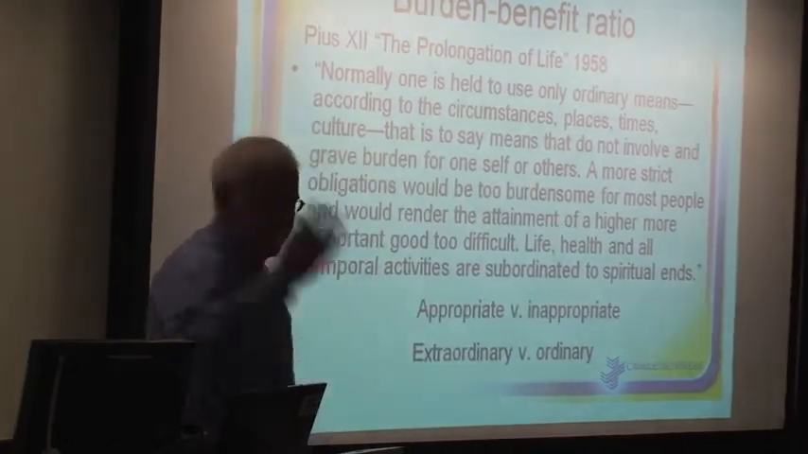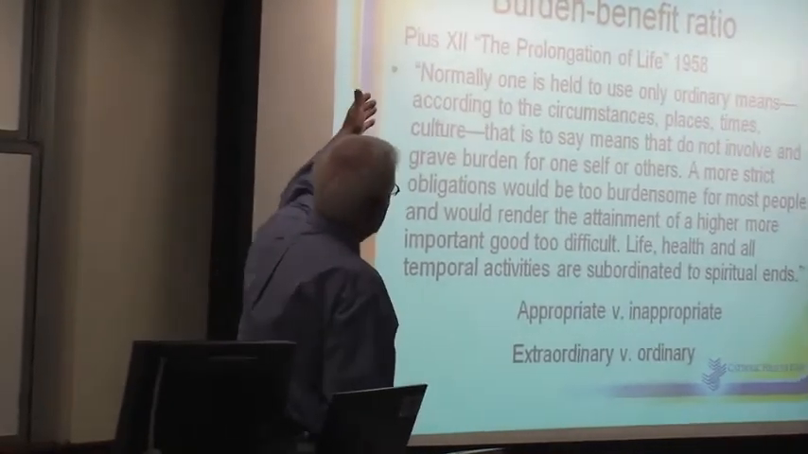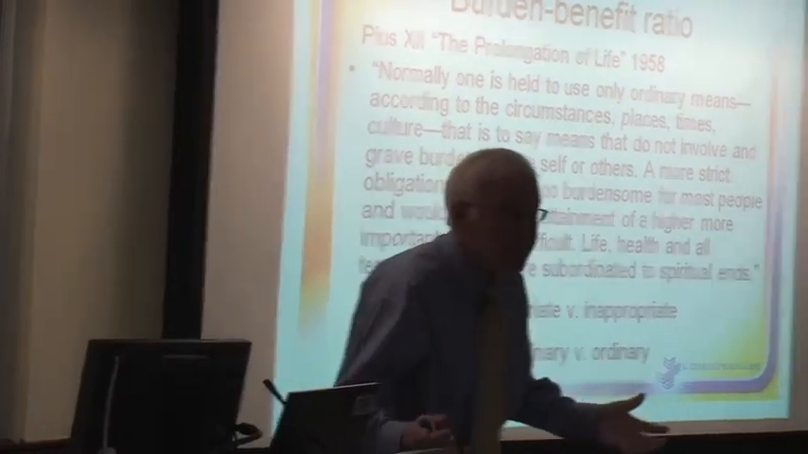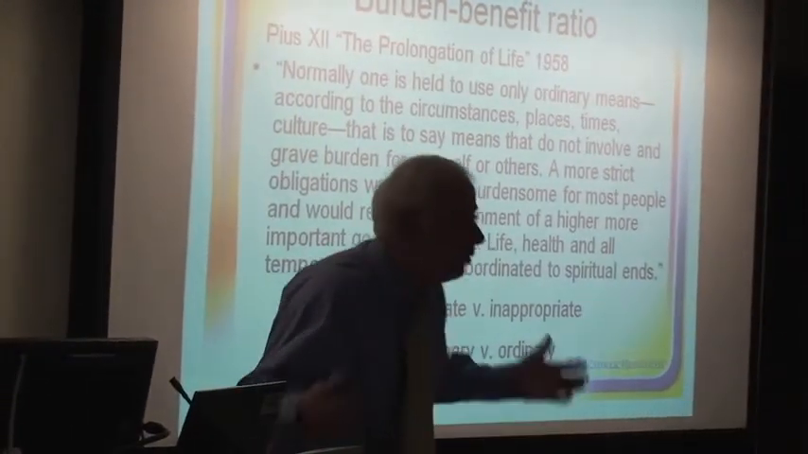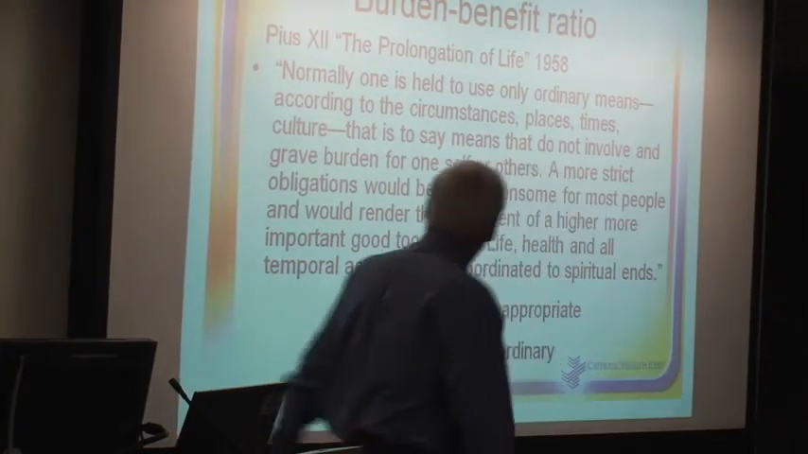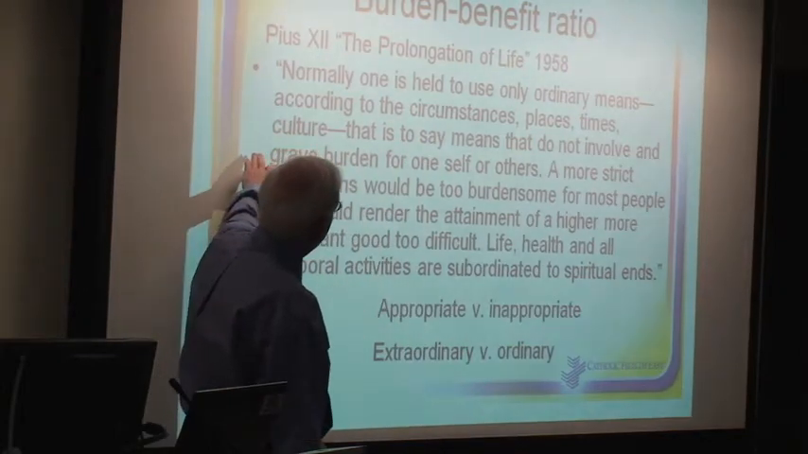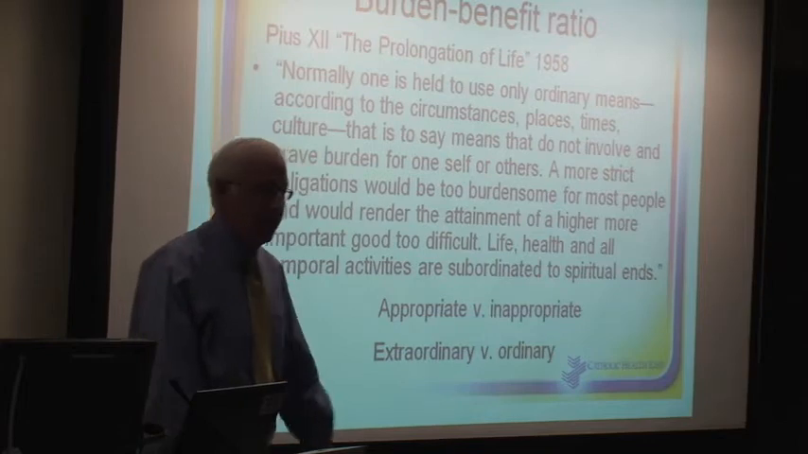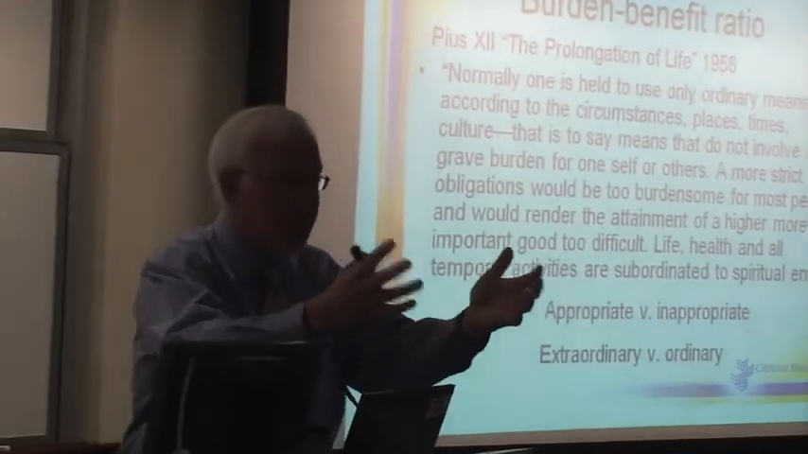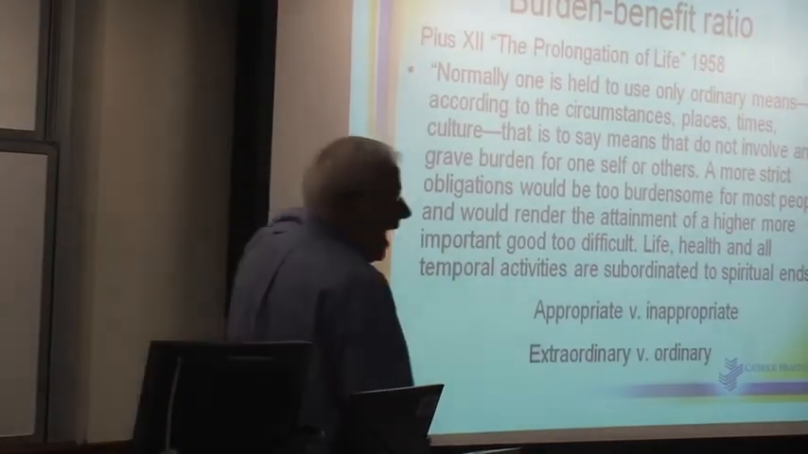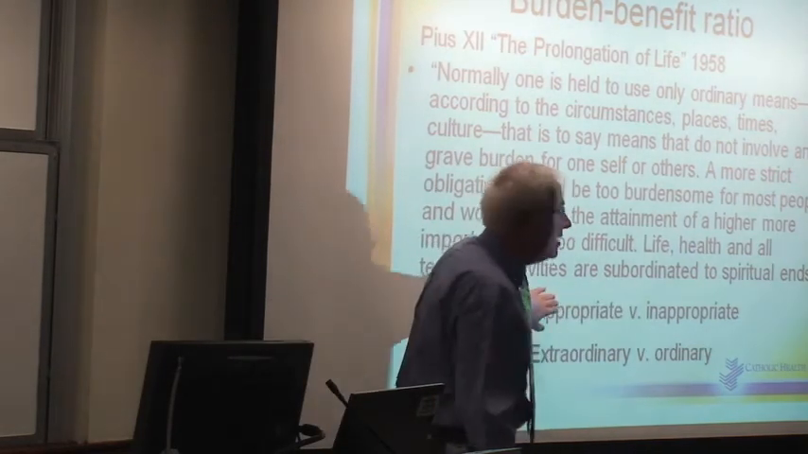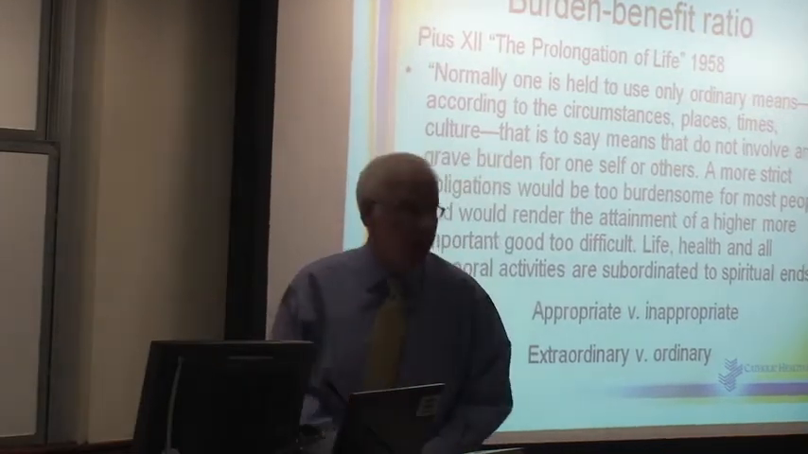So he says to the group of cardiologists, normally one is held to use the ordinary means according to the circumstances, places, and the culture. He's basically admitting that if you don't know how to do CPR, or you're in sub-Saharan Africa and you haven't taught the people, and you don't do it, you're not morally negligent, right? So he says, that is to say, the means that do not involve a grave burden for self and others. This is the general tradition. If you can show that the treatment creates a burden, and it doesn't get you a lot of benefit, then if you forego it, it's appropriate, or what people would call extraordinary, right?